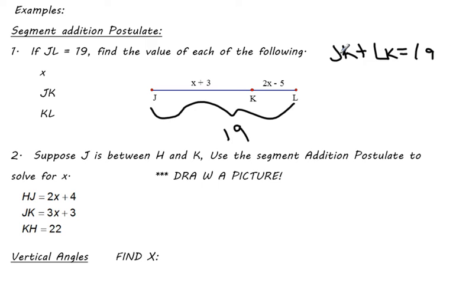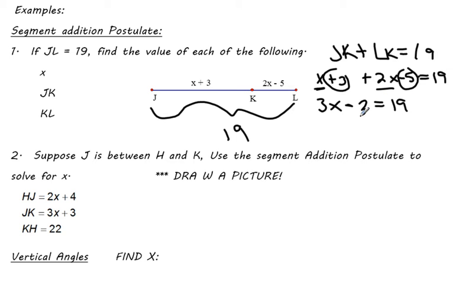So now we just have to substitute our values in for JK and LK. JK, they said, was x plus 3, and LK, so plus LK, which is 2x minus 5. And that side of the equation will equal 19. So we combine our like terms, x and 2x, which is 3x. Our positive 3 and our negative 5 is a negative 2. That equals 19. I'm going to add 2 to both sides of my equation. So I get 3x equals 21. Dividing by 3, I get x is 7.